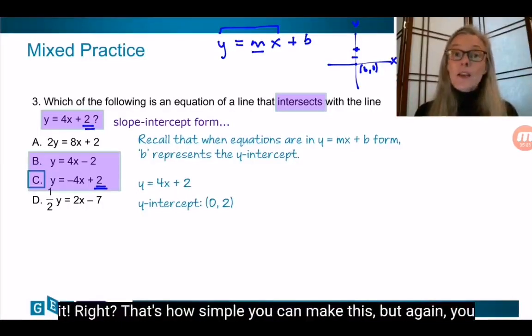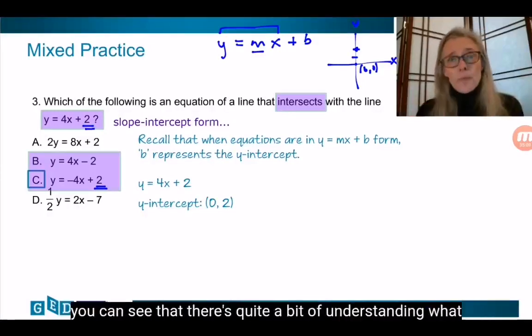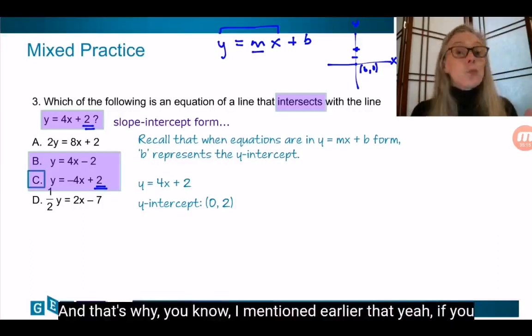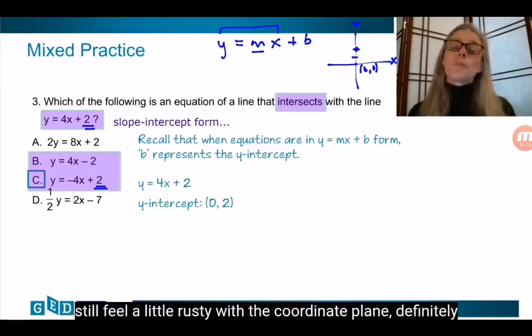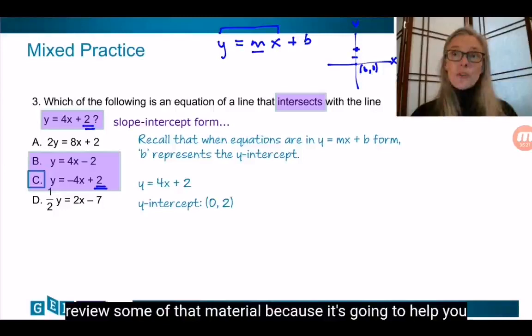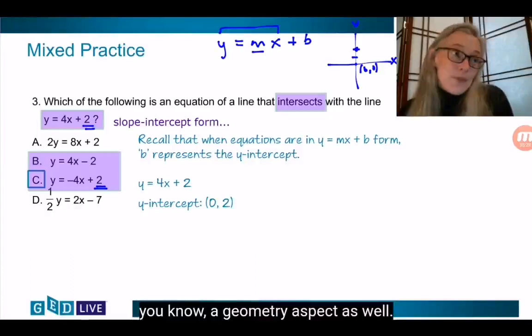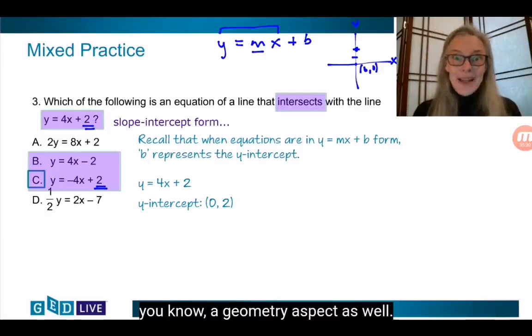So that's it. That's how simple you can make this. But again, you can see that there's quite a bit of understanding what these different equations mean and how they relate to the graph. And that's why, as I mentioned earlier, if you still feel a little rusty with the coordinate plane, definitely review some of that material, because it's going to help you on questions that have an algebra aspect and a geometry aspect as well.